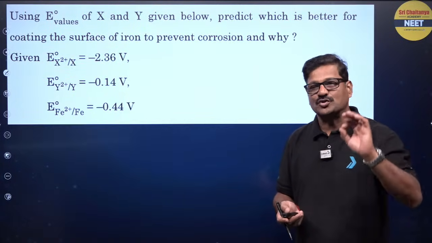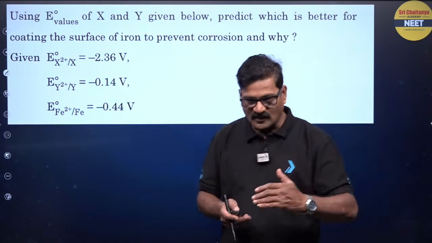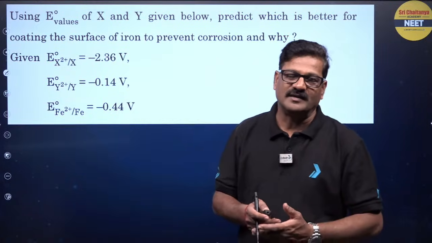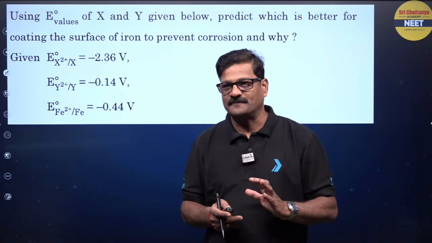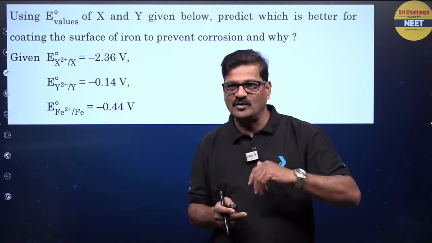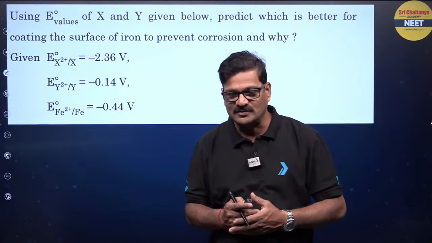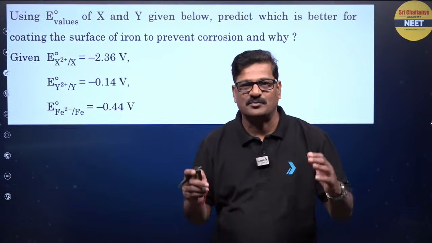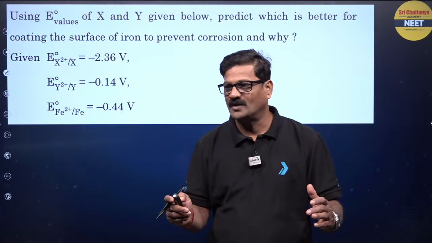Here iron is oxidizing to give rise to iron 2+. That is the rusting problem. So any metal which is more electropositive than this can be used as a protector for coating.